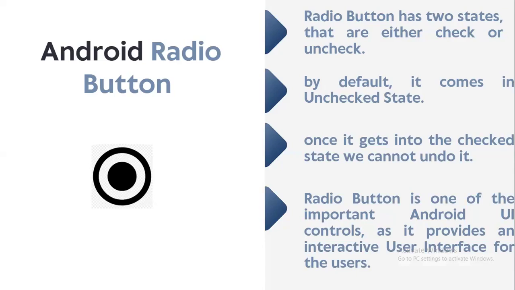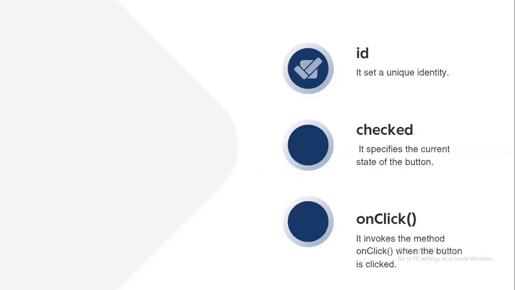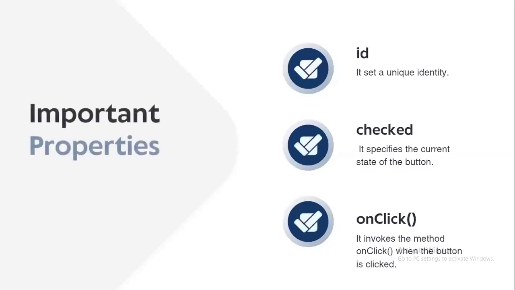This radio button is one of the important Android UI controls, as it provides an interactive user interface for the users. Now, some of the important properties of these radio buttons: the first one is the ID, which uniquely identifies that control. This is a common property of each control, because we have to set the ID property of each control on our screen, and it is very important.